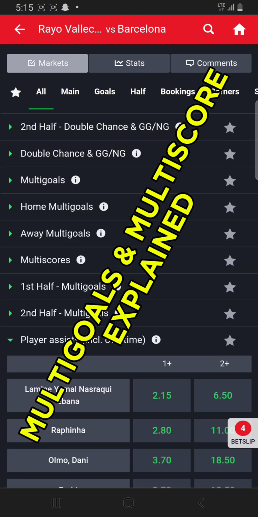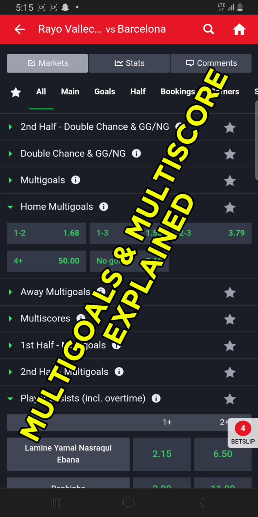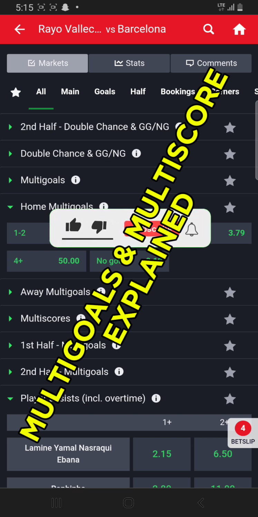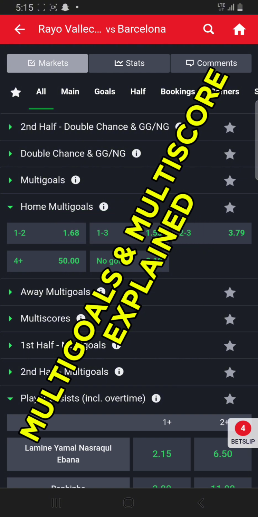Once again, we have what we call the home multi-goals. By home multi-goals, we mean the number of goals that will be scored by the home team. Now, we are not talking about both teams. We are talking about just the home team alone, the number of goals they are going to score in a regular 90 minutes of football.